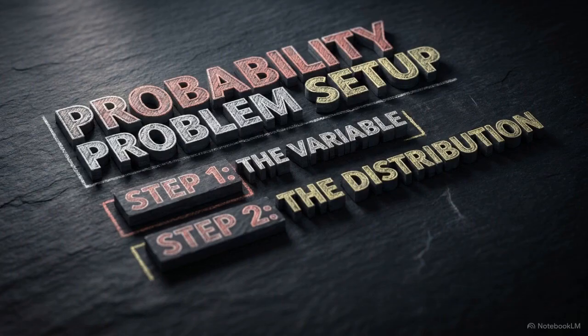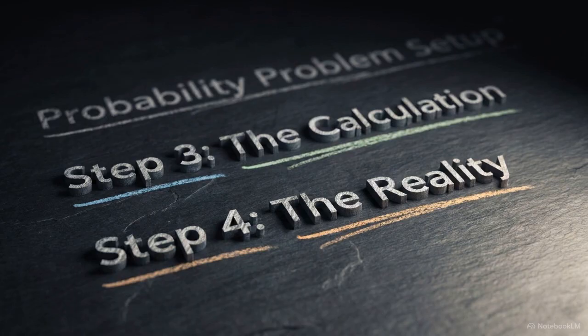To solve discrete probability problems, rely on these 4 steps. Define your random variable, build a distribution table that sums to 1, calculate the expected value, and interpret your answer as a long-term reality.